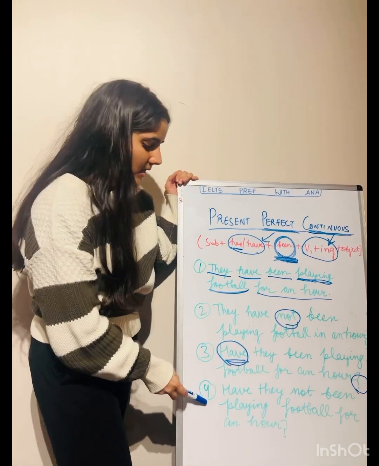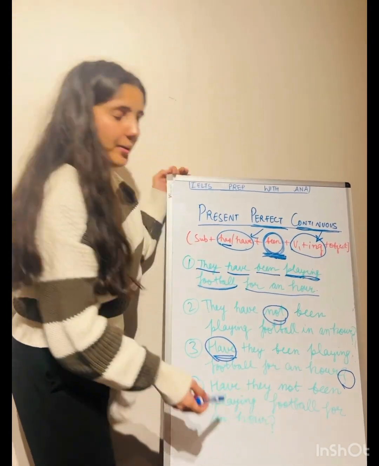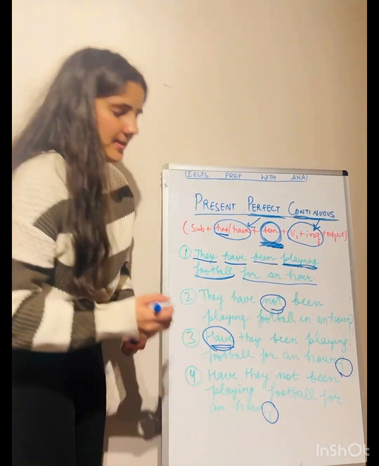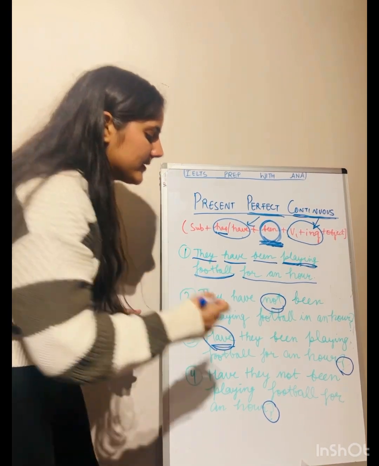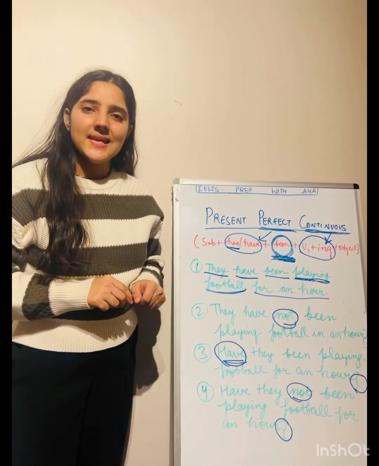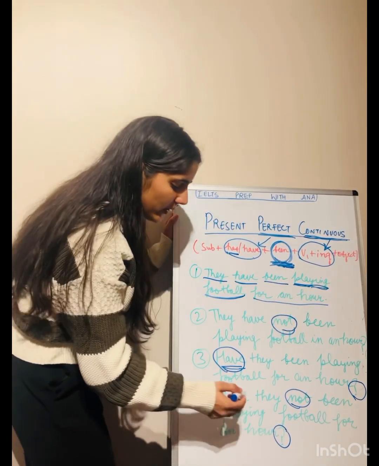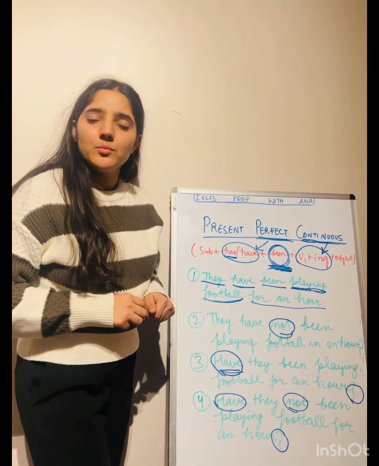Last sentence. Have they not been playing football for an hour? So it's an interrogative sentence because there is a question mark at the end of the sentence and there is a not. So this is an interrogative negative sentence. For interrogative, have will come first. Have they not been playing football for an hour?